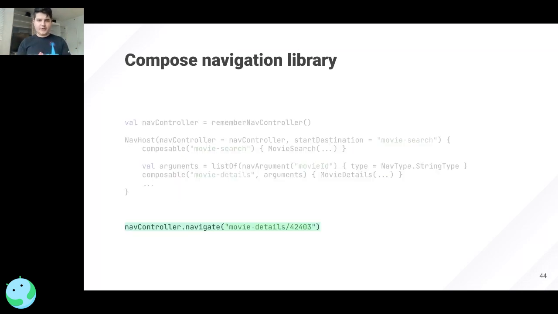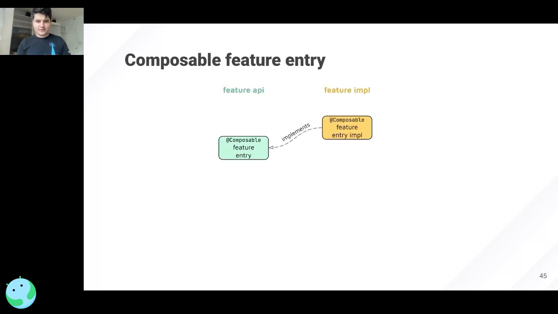Yeah, and eventually you can use a nav controller to navigate to different destinations. For example, in this case, we are navigating to the second screen and we are passing some argument, which is a movie ID, for example. So that's nothing new here. That's just the plain usage of the Compose navigation library. And let's see how we can use it for our purpose.